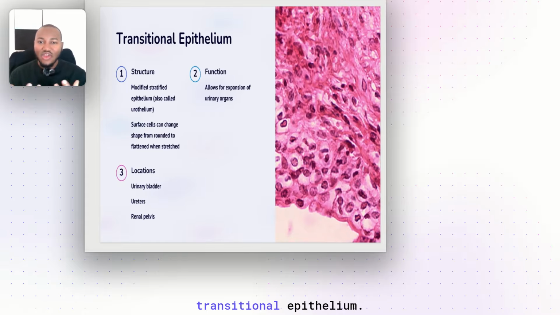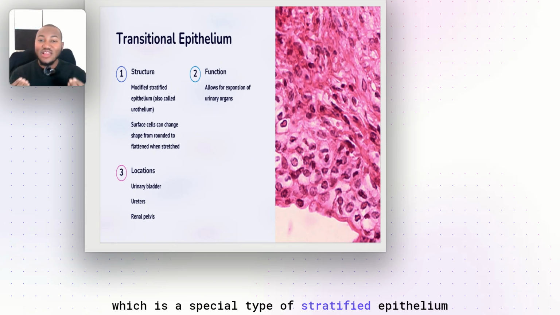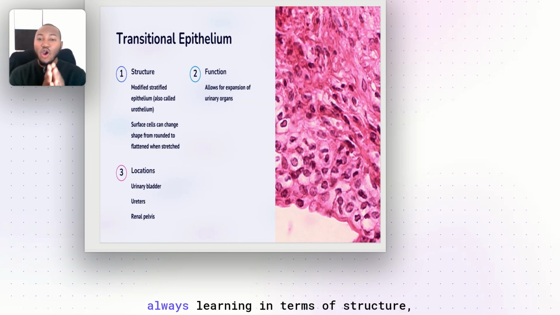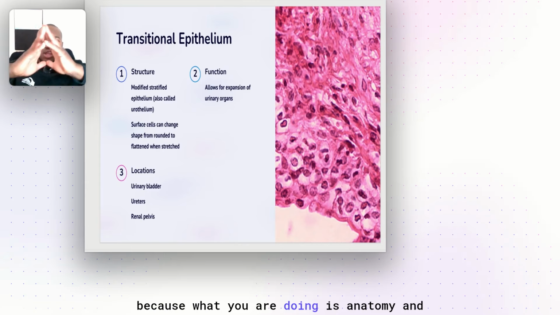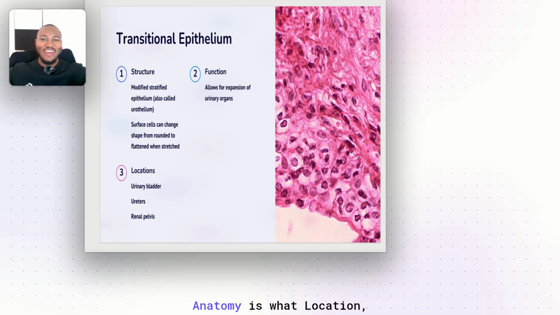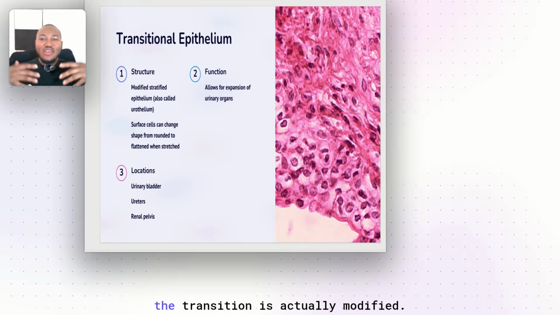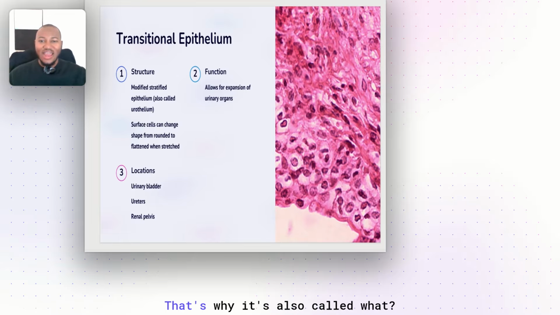Now, transitional epithelium. Transitional epithelium is a special type of stratified epithelium I will discuss. As I told you, always learn it in terms of structure, function, and what? Location, because what you are doing is anatomy and physiology. Anatomy is location, location, location. And physiology is function, function, function. So in terms of structure, the transitional is actually modified. That's why it's also called what? Urothelium.